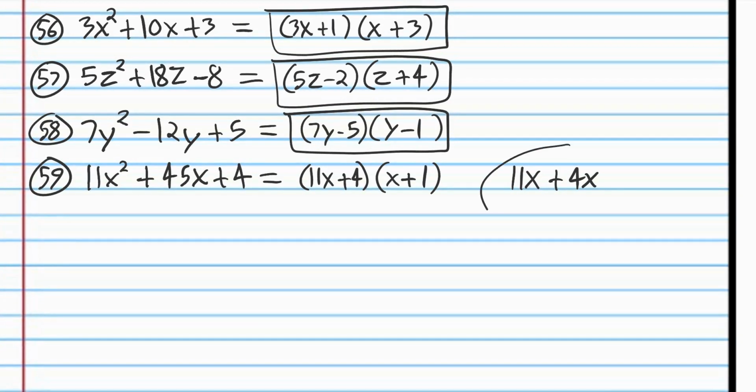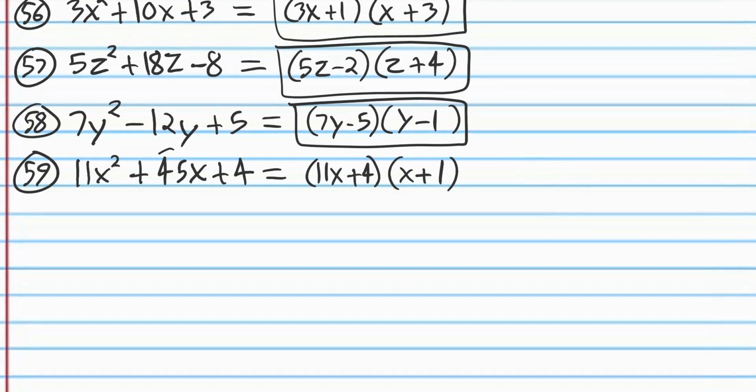All right, so if you add up 11x and 4x, you get 15x. So obviously that's not the correct answer because we need 45. So all that means is we just have to switch. We just have to put the 4 over here and the 1 over here. So now if we do the O and I of FOIL, we get 44x is O, the outside terms, and the inside terms we multiply, we get x, and when you add those up, you get 45x. So that means that that is the correct factorization. So if you got that answer, good job.